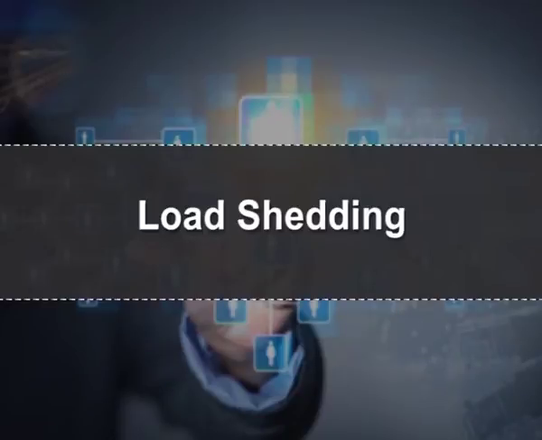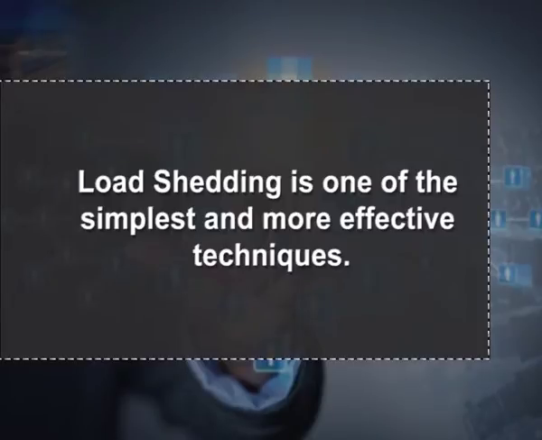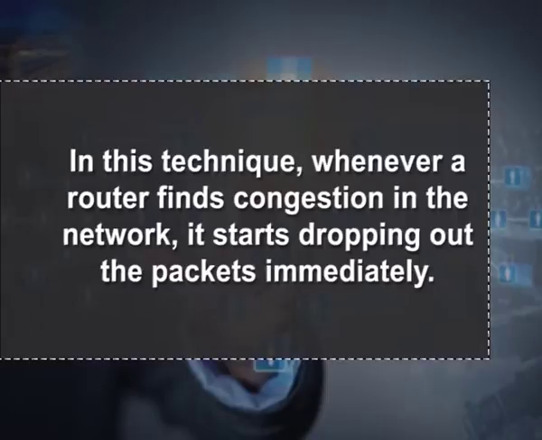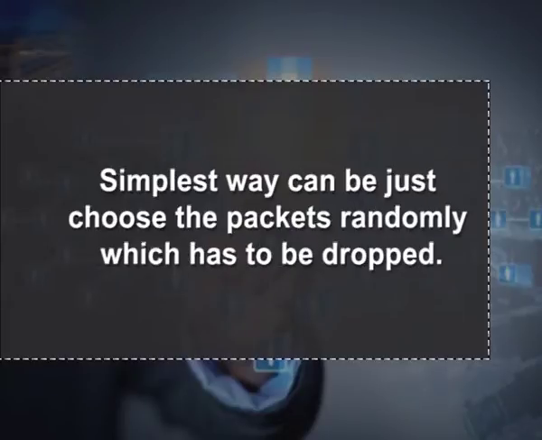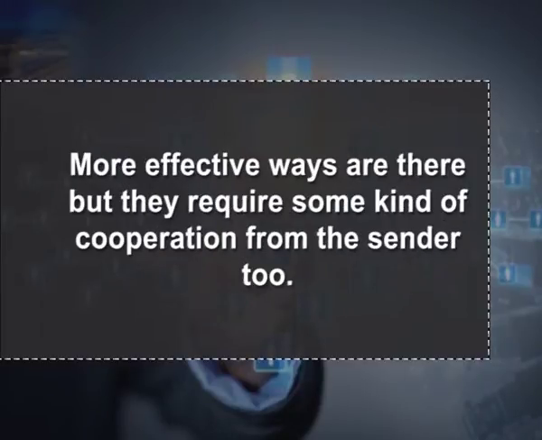Another closed loop technique is load shedding. Load shedding is one of the simplest and more effective techniques. In this technique, whenever a router finds congestion in the network, it starts dropping packets immediately. There are different methods by which a host can find out which packets to drop. The simplest way can be to just choose the packets randomly which have to be dropped. More effective ways are there, but they require some kind of cooperation from the sender too.